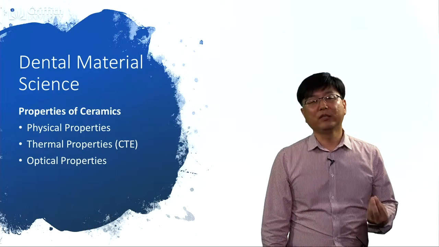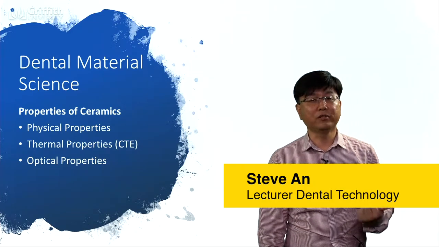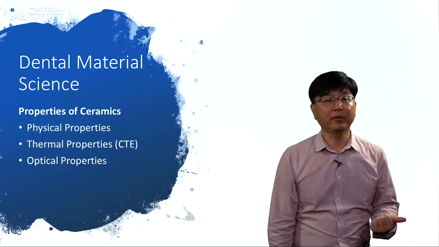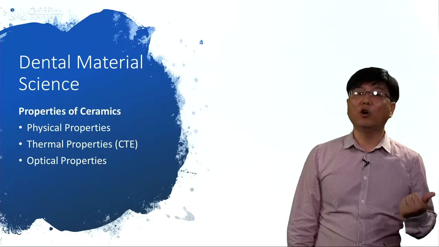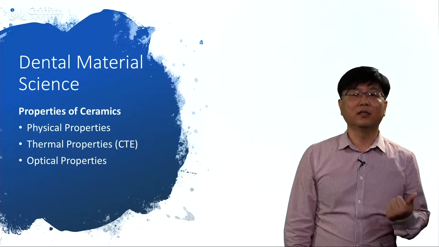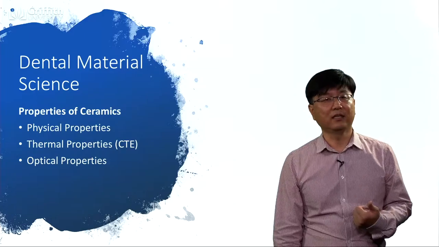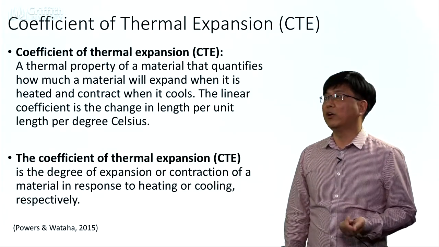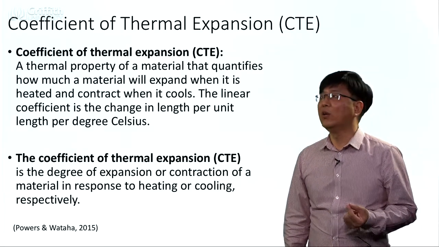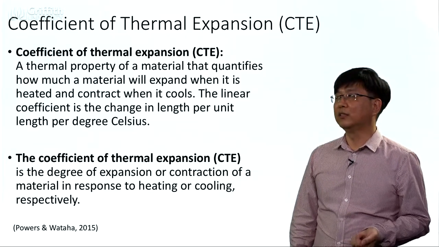Ceramics is one of the most important materials in fixed prosthetics. Ceramics also has a few different properties, such as physical properties, thermal properties, and optical properties. Today, among them, I'm just going to discuss a little bit about thermal properties, which is CTE. The CTE is a thermal property of a material that quantifies how much a material will expand when it is heated and contract when it cools.